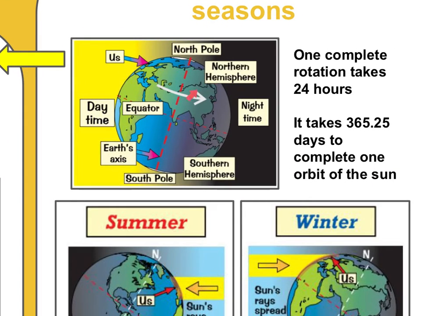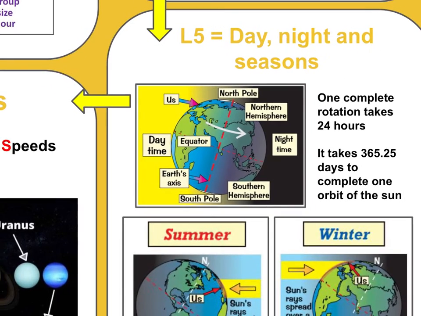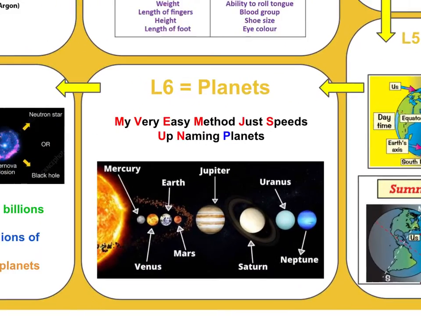Again, we can see hemispheres up here. Northern hemisphere is anything above the equator. So this line there is the equator. That's the center of the Earth. And that was day, night, and seasons.